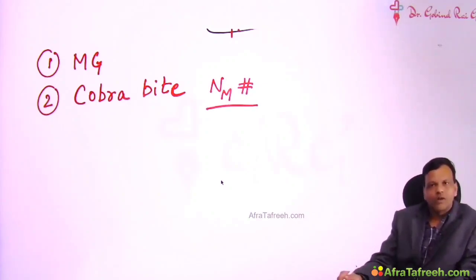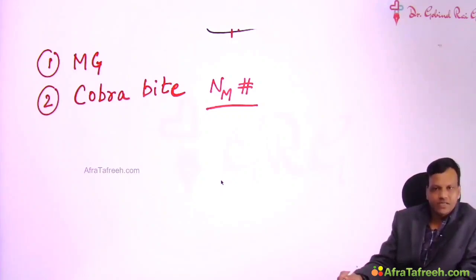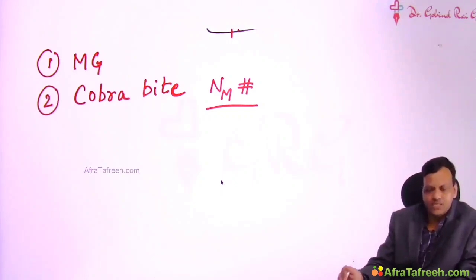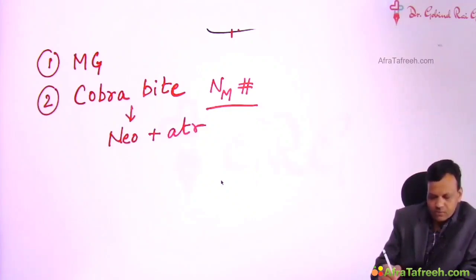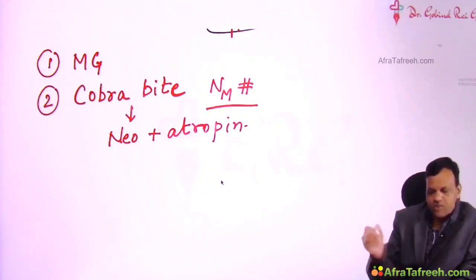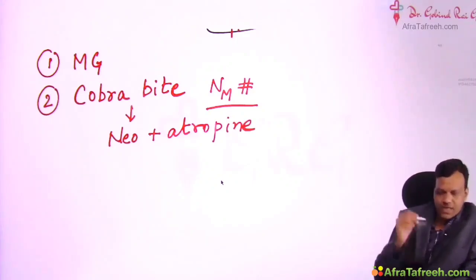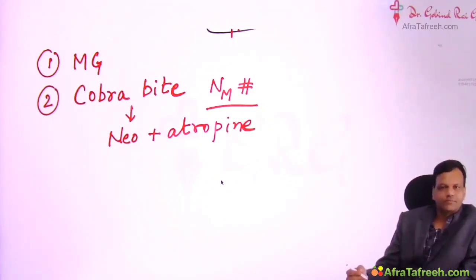Now the problem is like myasthenia gravis. Symptom is like myasthenia gravis. So treatment is also like myasthenia gravis. So for cobra bite, we will again use neostigmine with atropine. Same problem, same solution. So neostigmine plus atropine is used for myasthenia gravis and cobra bite.